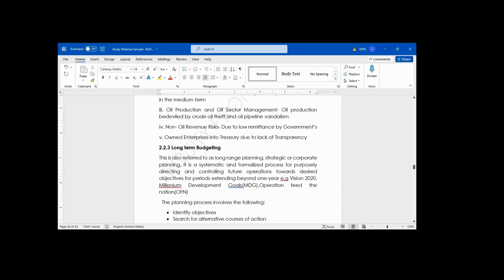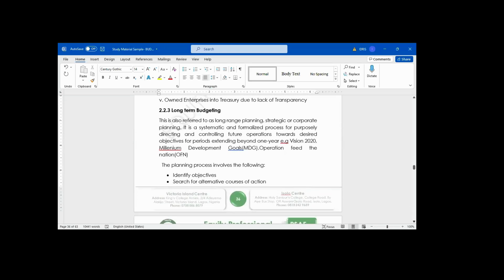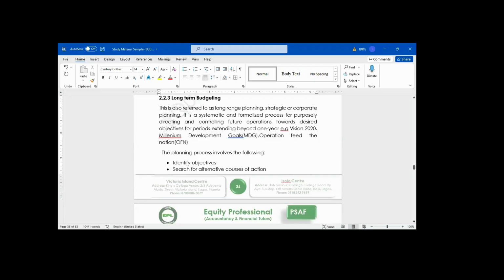So we have looked at the risks too of medium-term expenditure framework. We have mentioned some of the risks associated with medium-term expenditure framework. Let's look at another type of budget called long-term budget. This long-term budget simply means strategic plan. They are the vision of government, what government intend to achieve over a long period of time.